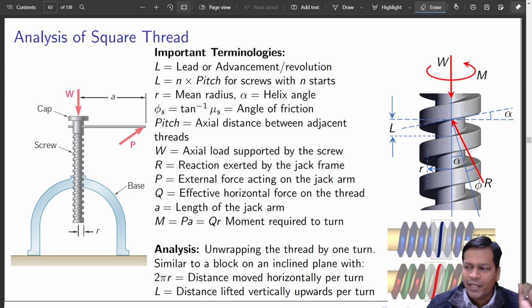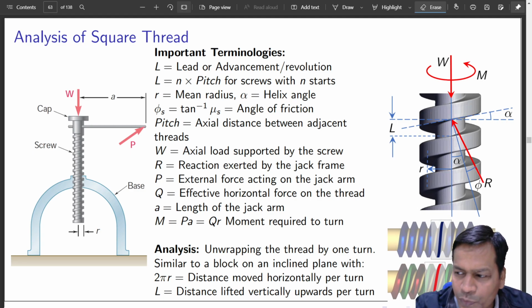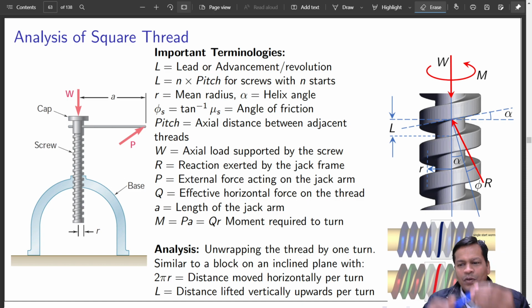In your standard pen, if you open it, you will find mostly they have at least two threads. What is the benefit of that? It makes you travel faster at the same time, and because the number of threads is more, it can carry more load. That is the beauty of having such multiple start threads. You can travel a faster distance, and it can carry more load.